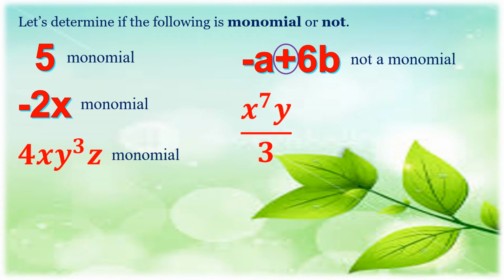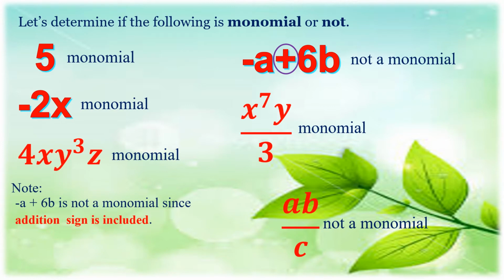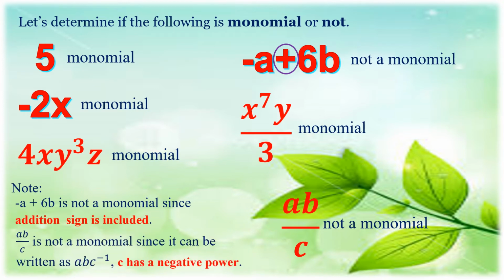How about x to the 7th y over 3? Is it a monomial or not? Correct, it is a monomial. How about the last one, ab over c? Correct, it is not a monomial. Note that negative a plus 6b is not a monomial since addition sign is included, and that ab over c is not monomial since it can be written as ab raised to the negative 1, and c has a negative power.